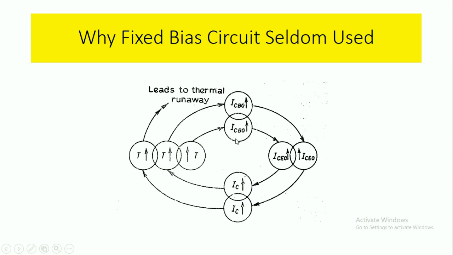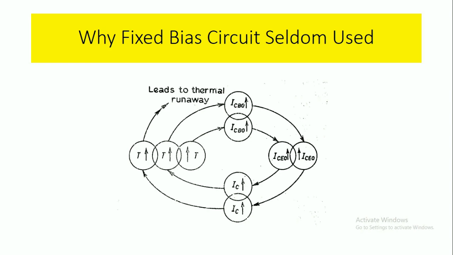When the temperature T increases, ICB naught increases, then ICE naught increases, then IC increases. Again, if the collector current IC increases, then at the junction the temperature T increases again. Like that, again ICB naught increases, ICE naught increases, and IC increases. If IC increases, again the junction temperature increases. This leads to thermal runaway, so that the transistor simply burns out. So this fixed bias circuit is not used for transistor biasing.